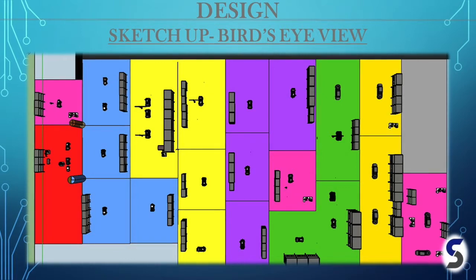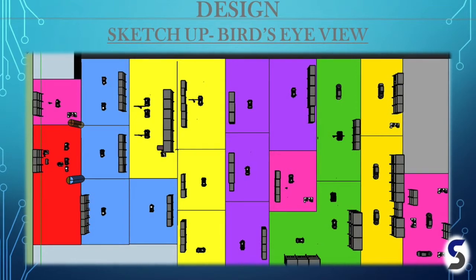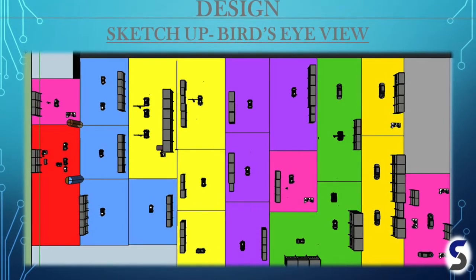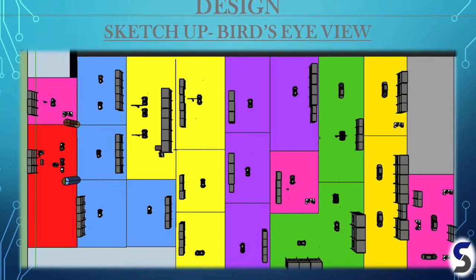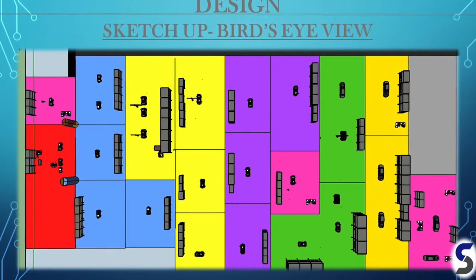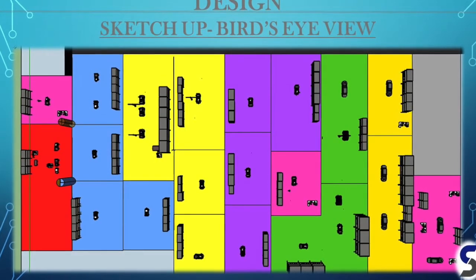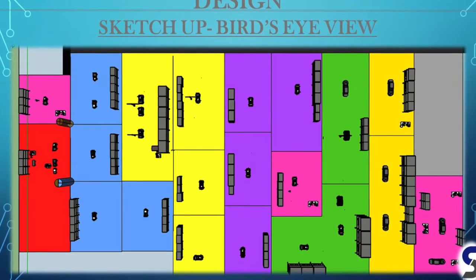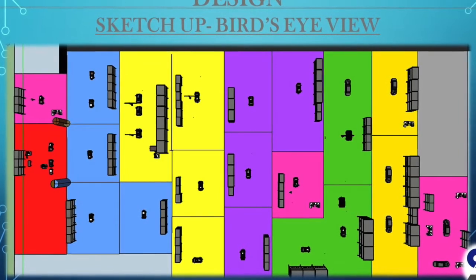Here we have a bird's eye view of the SketchUp model we were able to create once we had the times calculated as well as the square footage estimate. As you can see, the chassis and battery pack department is represented by red flooring. The pink floors are the quality checks within the facility. The blue flooring is the powertrain department.